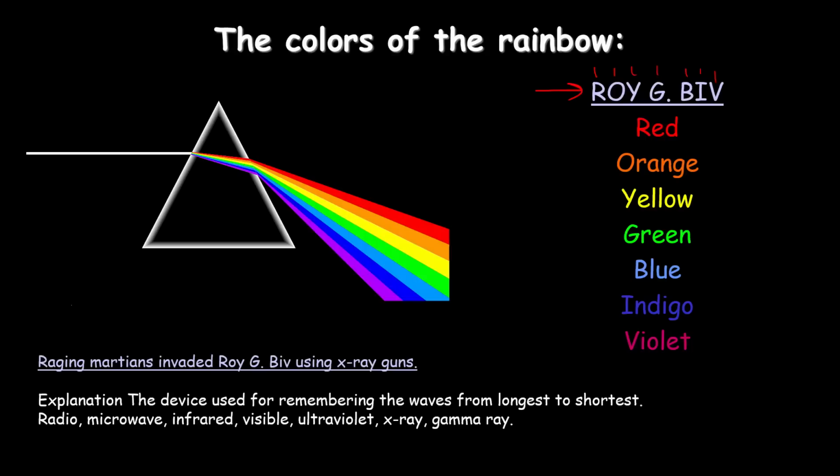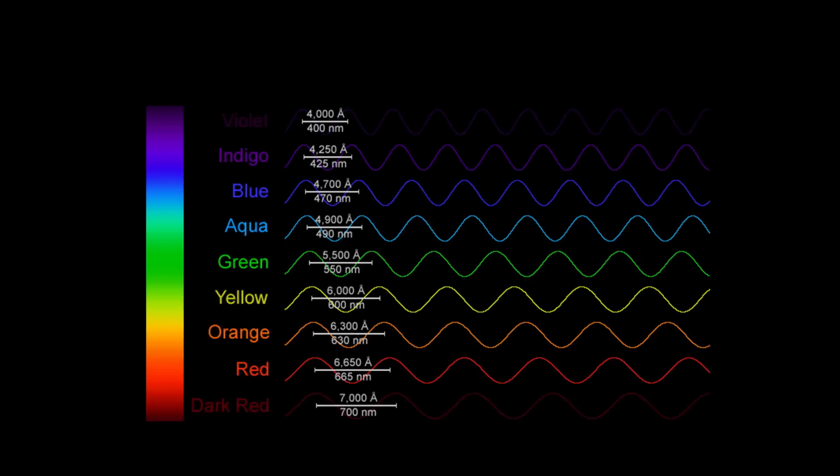Raging Martians invaded Roy G. Biv using X-ray guns. Okay, this I found online, so don't judge it. It's just what I found. Raging Martians invaded Roy G. Biv using X-ray guns. Radio waves, microwaves, infrared rays, visible light, ultraviolet rays, X-rays, and gamma rays. All right, so those are your mnemonic devices for memorizing these orders. Yes, you do need to know both of these in order for your test.